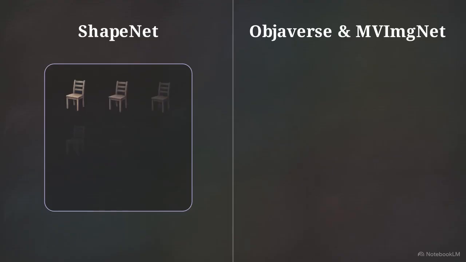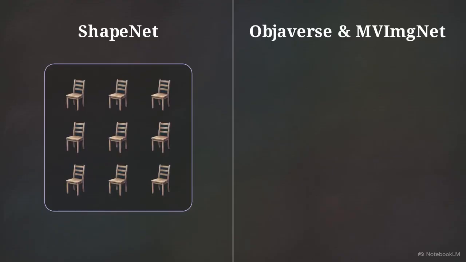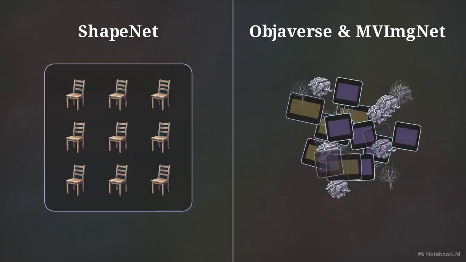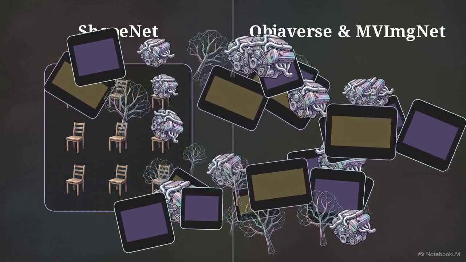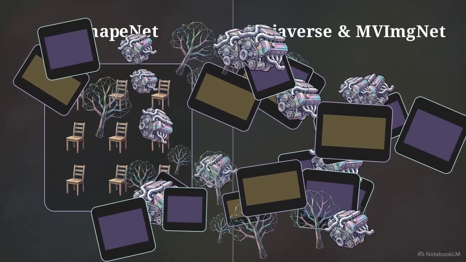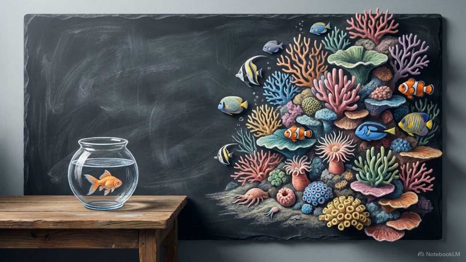On the left, ShapeNet constrained earlier models to category-specific memorization, like just learning chairs. On the right, LRM trains on Objaverse and MVMNet, a massive dataset of synthetic and messy real-world captures. It is the difference between studying marine biology by looking at a single aquarium versus having access to a global encyclopedia and a field guide.